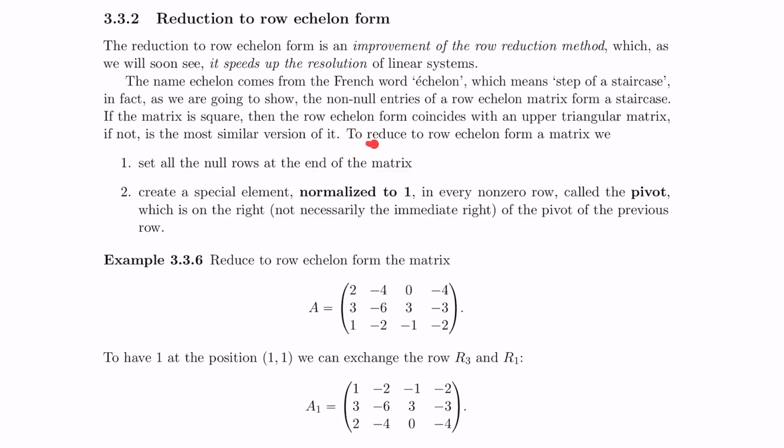The reduction to row echelon form of a matrix is performed by first setting all the null rows at the end of the matrix, and then by creating a special element normalized to 1 called the pivot in every non-zero row, which is on the right, not necessarily the immediate right, of the pivot of the previous row. As always, the abstract definition seems a little bit involved at the beginning, but if we consider an example, things will become very clear.